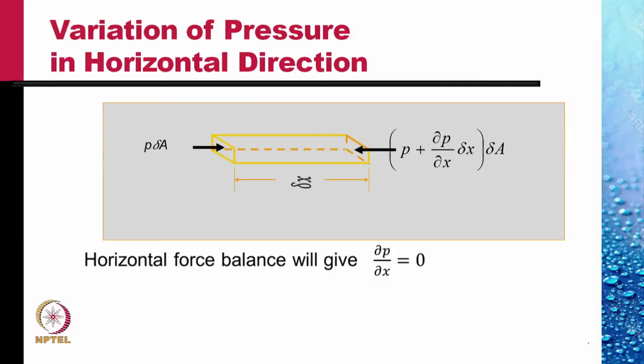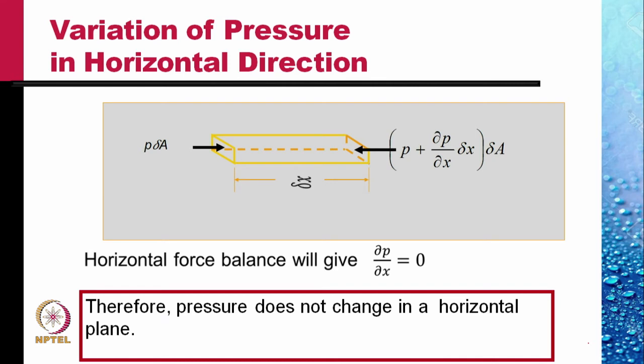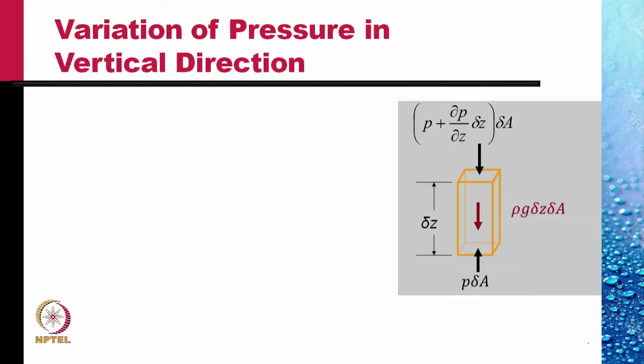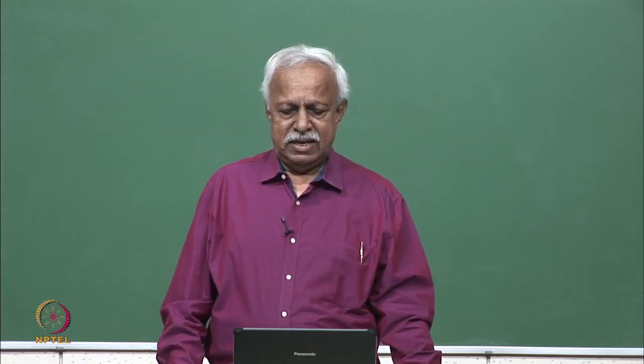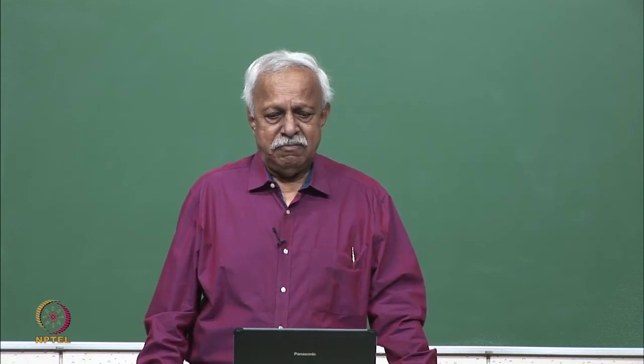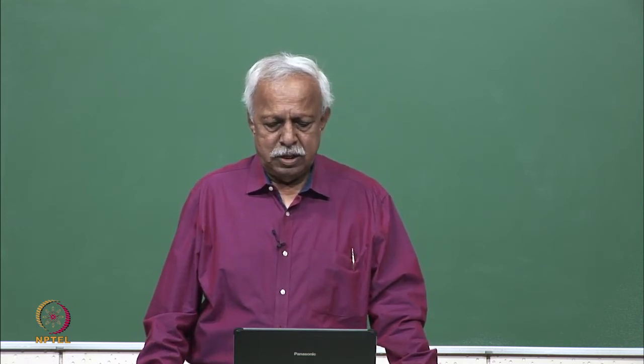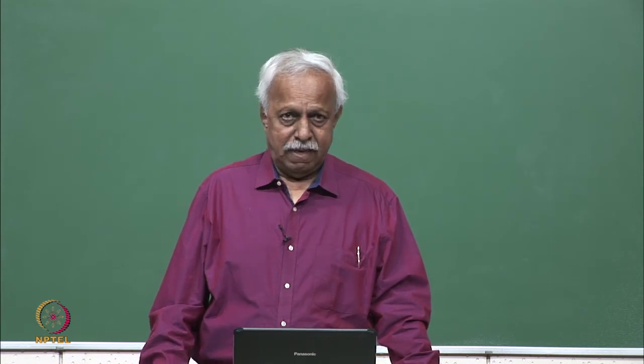Let us see what is the variation in the vertical direction though. Let's consider this element in a stationary fluid in the vertical direction. Let the length of this element be delta Z, and the two pressure forces are shown. On the lower face, it is P delta A upwards, and on the upper face, it is downwards, and we use Taylor's expansion to increase the pressure force.